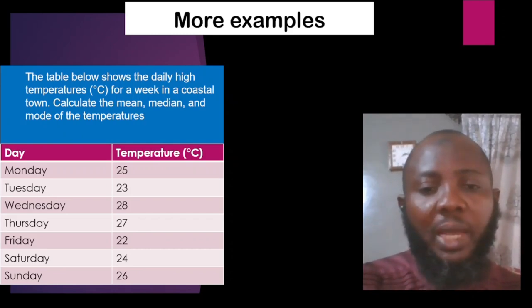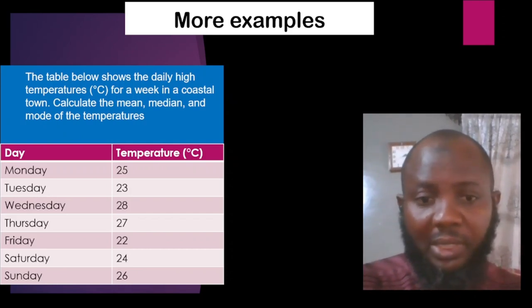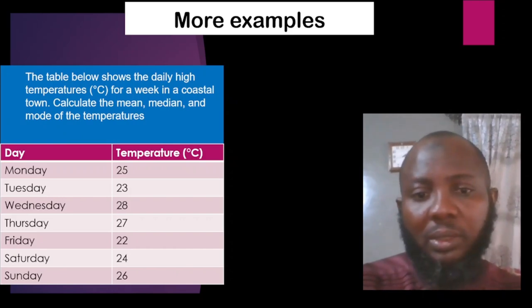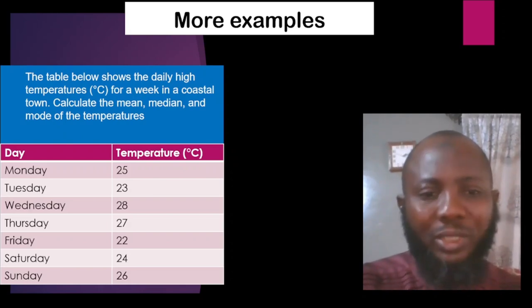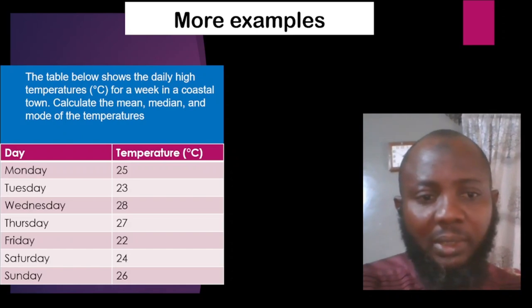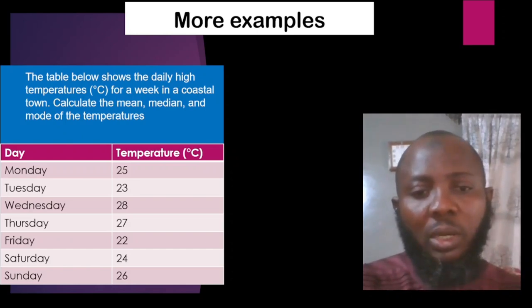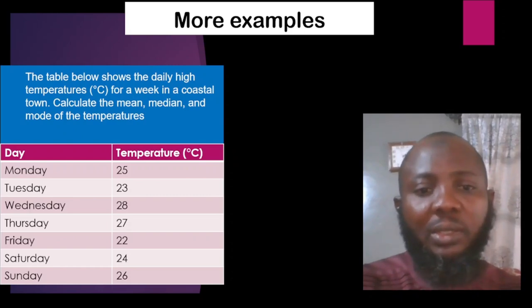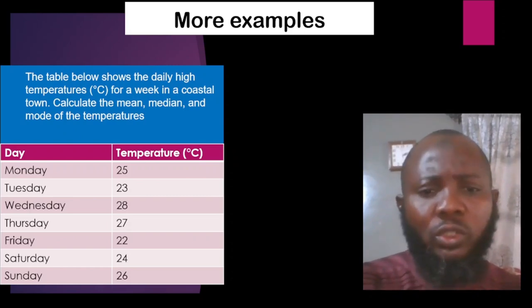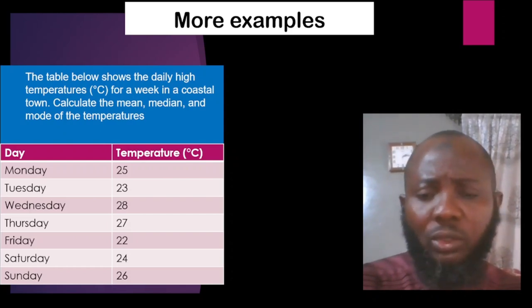But if you look at this, it is not a frequency table. You understand? So don't take this for a frequency table. This is quite different from a frequency table. It's just a table that shows the days and the temperatures. So on Monday, temperature was 25, Tuesday 23, and so on and so forth. So you want to calculate the mean of this. So what are you going to do?